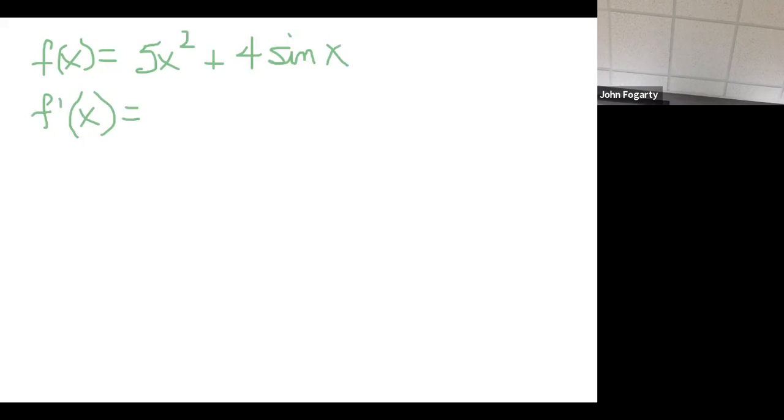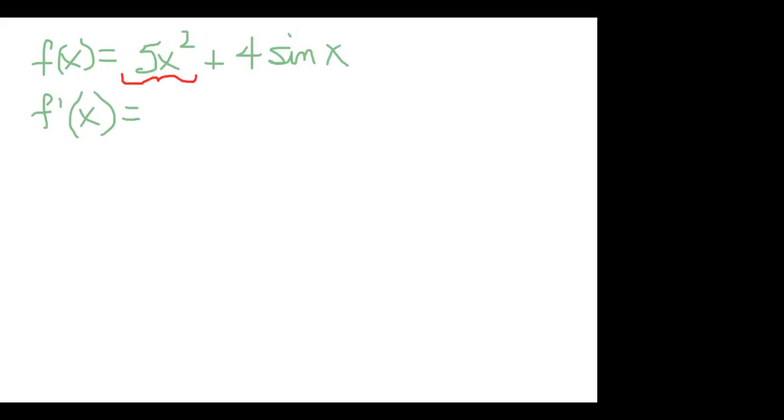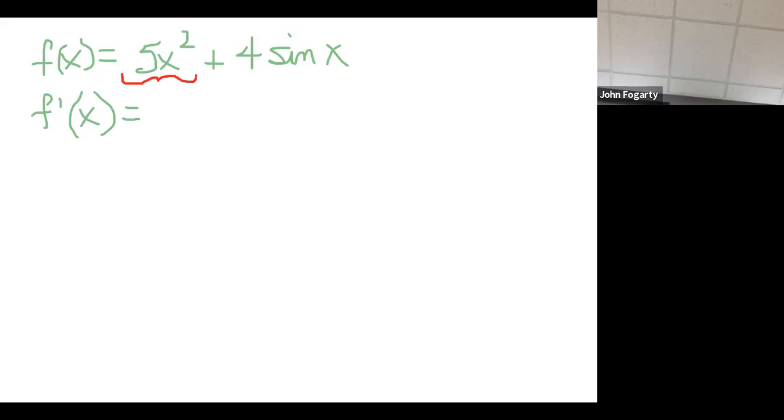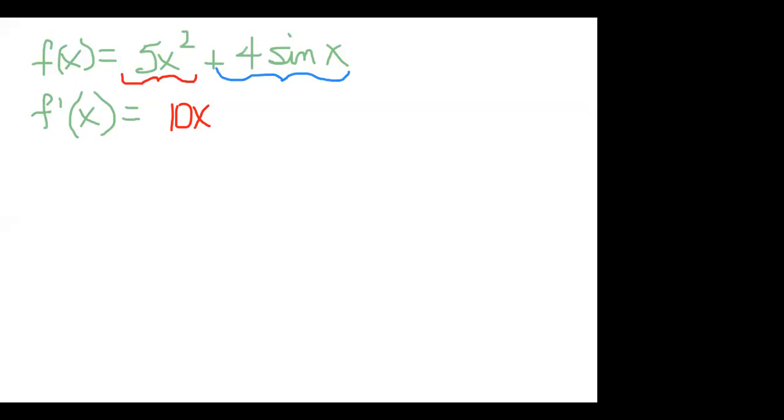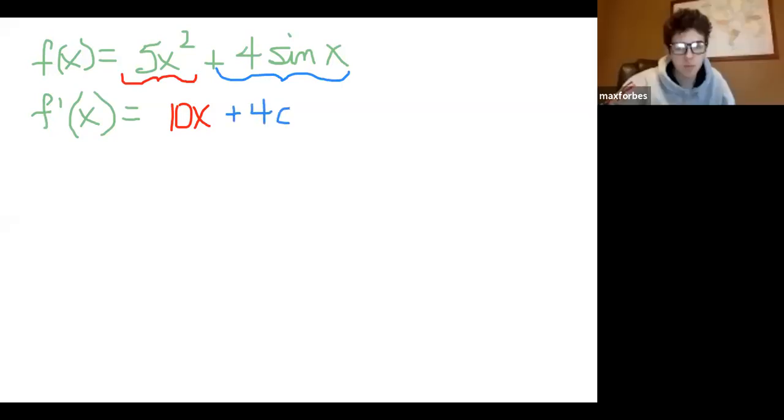What are we going to use in this first thing here? What rule are we going to use here? Multiplier rule. Yep. So what do we get? 10x. Very good. And then over here, what are we going to use? The trig rule, right? What are we going to get? 4 cosine of x. Good. Does that make sense, guys?